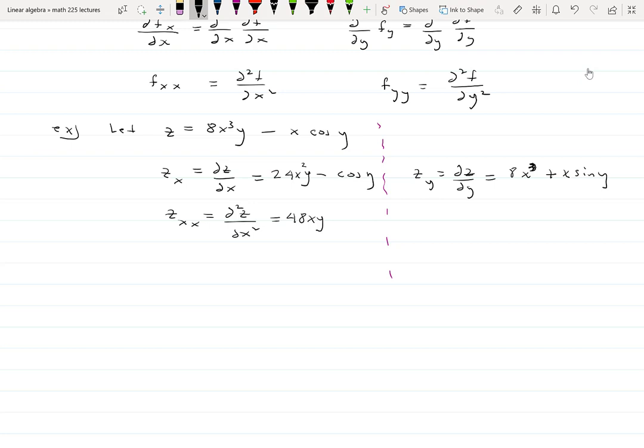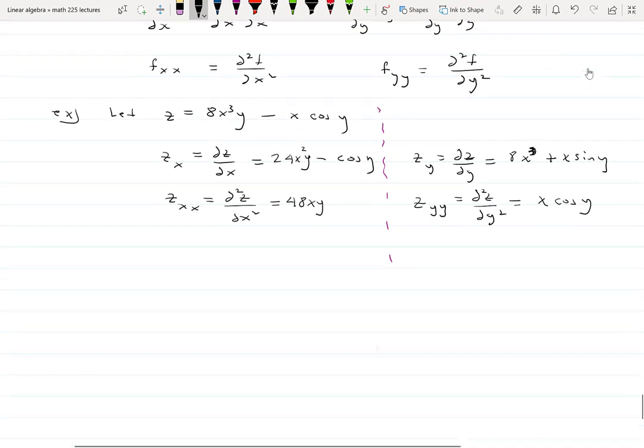Okay. So let's take the second partial derivative with respect to y. So that's partial squared z over partial y squared. And then what's the derivative of 8x cubed with respect to y? It's 0. And what's the derivative of x sine y with respect to y? It's x cosine y. Okay.